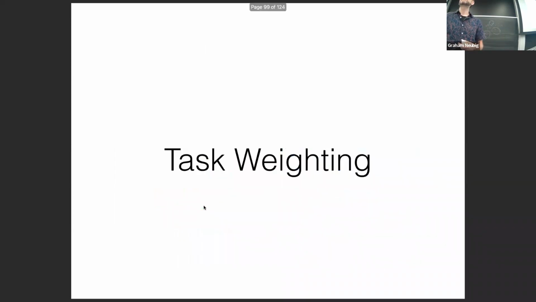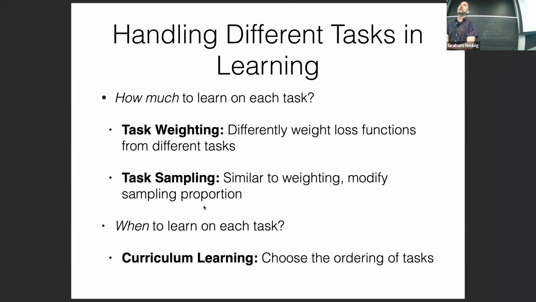So, okay, moving on. Another thing I'd like to talk about, the second major method that we have for multitask learning, is task weighting. When we're handling different tasks in learning, we want to decide how much to learn on each task. Task weighting differently weights loss functions from different tasks, so we basically multiply the loss function by a scalar. Task sampling is similar to weighting, but you modify the sampling proportion of examples from each task. For example, if you have a sampling ratio of 0.8 to 0.2 for task 1 and task 2, you would just sample more examples from task 1.